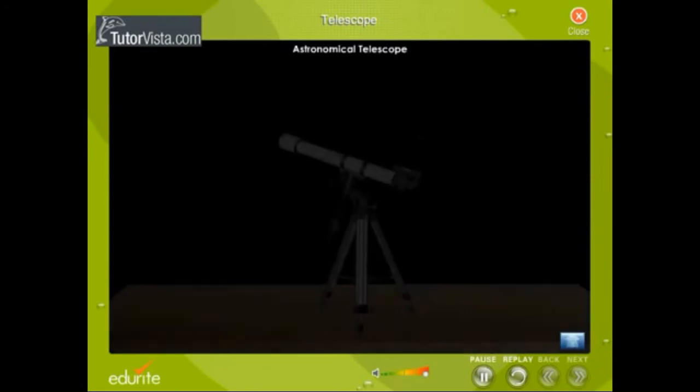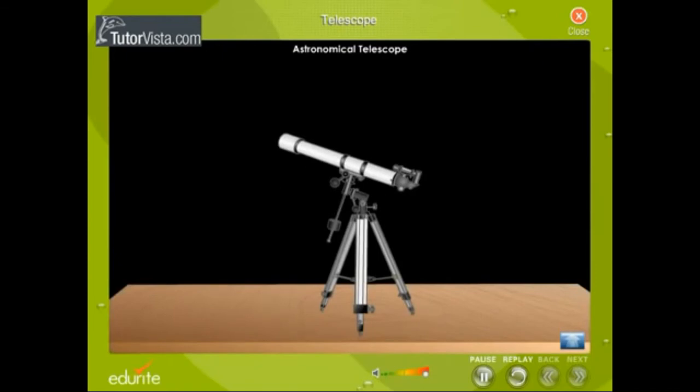Astronomical telescope. An astronomical telescope is used to view celestial bodies. The main parts of the astronomical telescope are objective lens, eyepiece, and telescope tube. Objective lens is a convex lens of large focal length and large aperture. The eyepiece is a convex lens of short focal length.